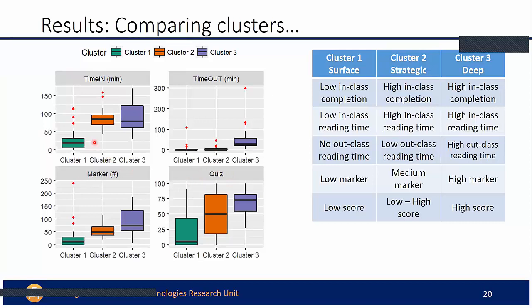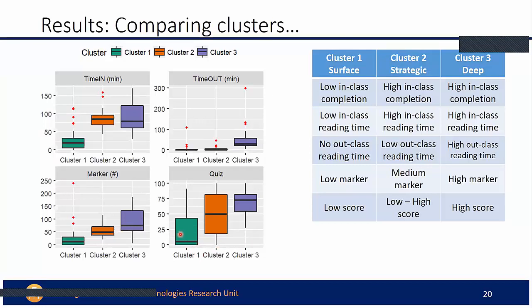From here we can say that cluster one has minimum activity during the class. On the other hand, these two clusters have a similar amount of activity. But in terms of out of class activity, these two clusters don't have much activity out of the class, but cluster 3 also has activity here. And marker counts are also similar. And quiz scores.